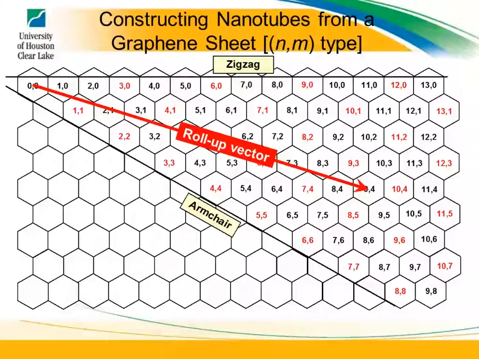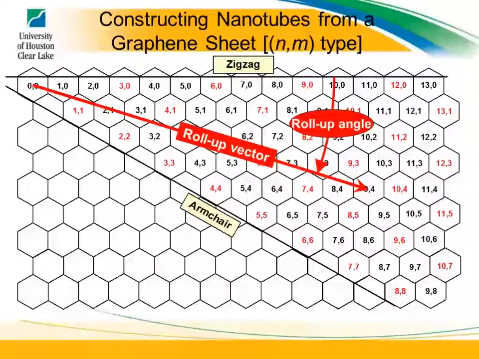Different circumferences here. The roll-up vector is basically the circumference of the nanotube. So if I take 9,4 and wrap that around, matched up with 0,0, and make sure they connect just right, then I can create a 9,4 nanotube. So we have the roll-up vector, which is basically the circumference of the nanotube.